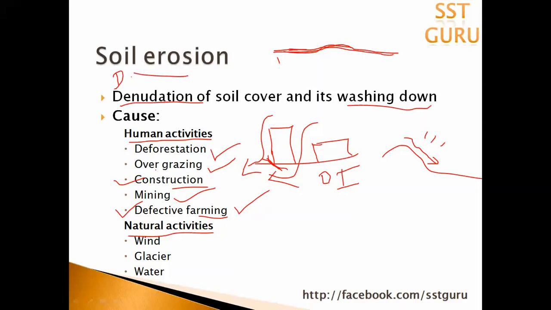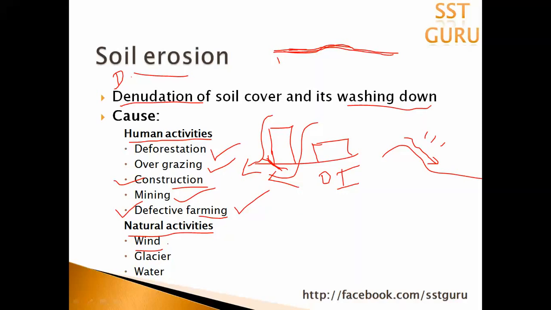Apart from the human activities, we also have natural activities which affect our soil. First of all, wind. Imagine you're standing in Rajasthan. In Rajasthan, what happens is the wind is flowing so fast. So the soil which is above the land is just blowing away. The soil is shifting from one place to another. You're just not able to stand there. Imagine the situation. SST is more about imagination. When you imagine things, you remember the things better.